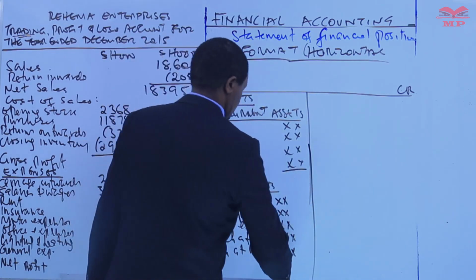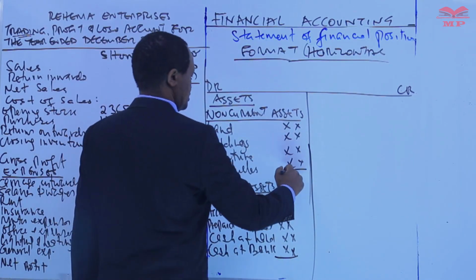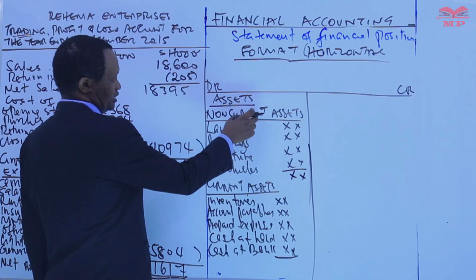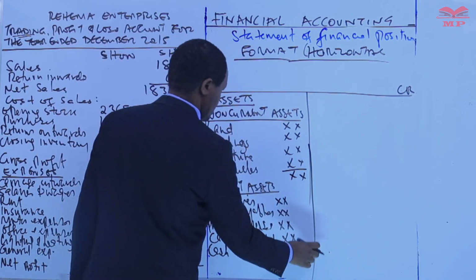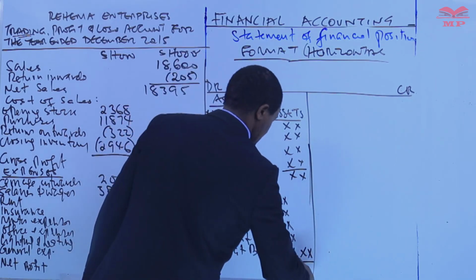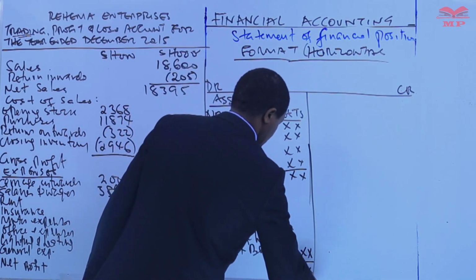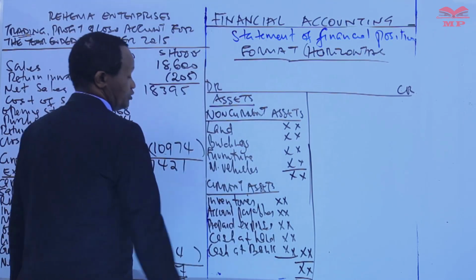So we take the total current assets and add to this the total non-current assets. We add these two, total non-current assets plus total current assets. Here we have total assets. So on the debit side, we record the assets.